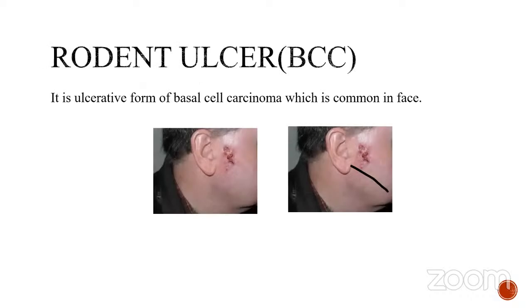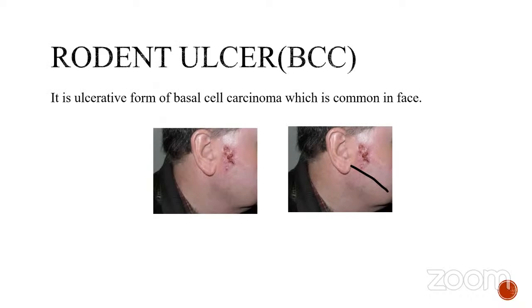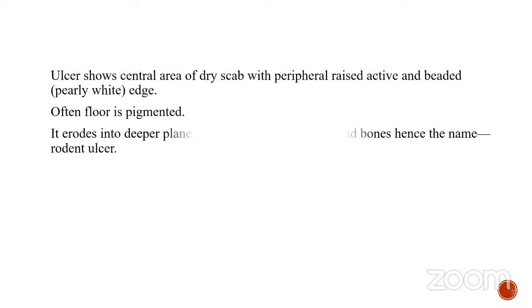The ulcer shows a central area of dry scab with peripheral raised activity and a beaded white appearance. The beaded white appearance is a characteristic feature of BCC. It's not seen in many other ulcers. So BCC has this typical beaded, pearly white edge. That's due to the excess activity of the cells in the margin, and this excess proliferation of cells gives that characteristic beaded appearance. Often the floor is pigmented.